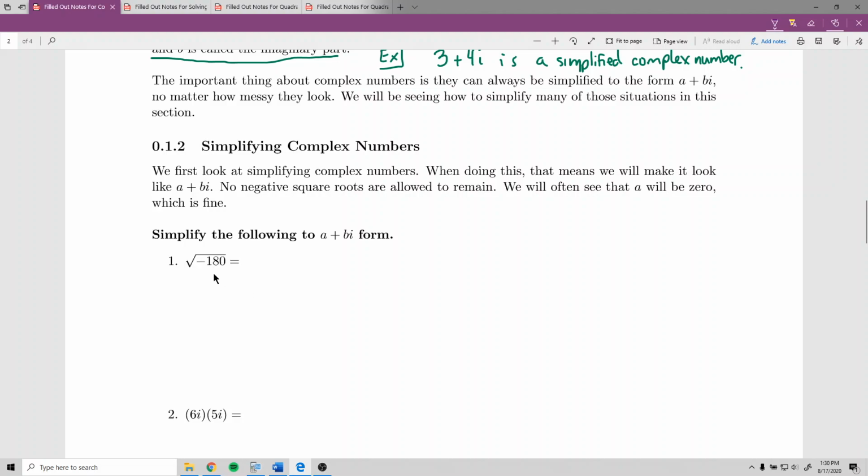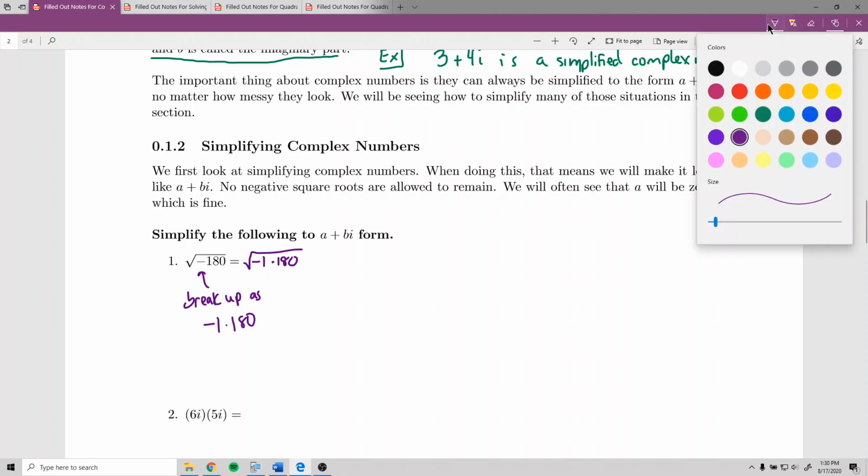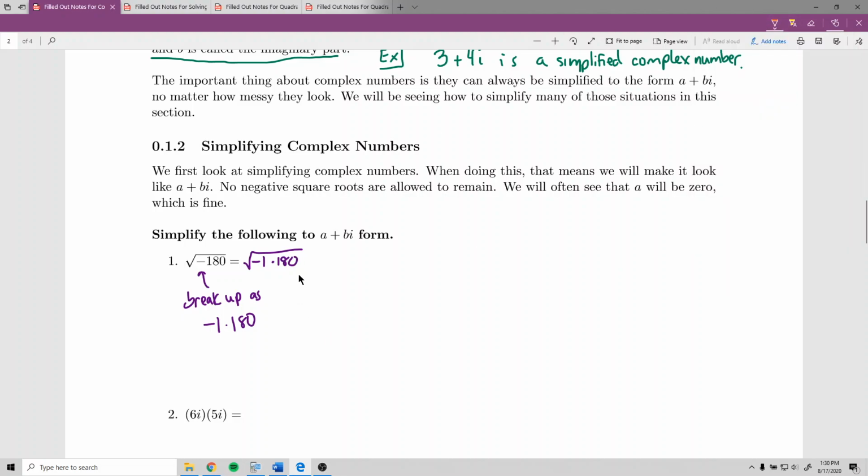All right, so number 1 here is the square root of -180. Now, anytime you see a negative in a square root going forward in this class, that means that there is an imaginary number. But what you want to do anytime you see a negative square root is the following. We want to break this up as -1 times 180. So no matter what negative number you have here, break it up as -1 times that number, just like that. So we've got the square root of -1 times 180.